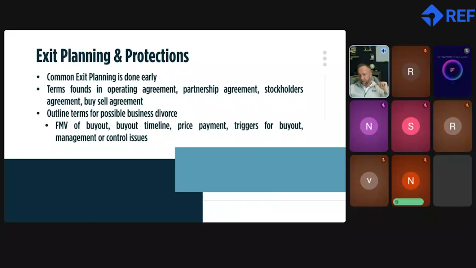So sometimes we do like to plan for that way, or bad boy provisions where somebody committed fraud and you need to kick them out. You don't have to buy them out at full price. So we can put a discount or some other term in there to cover that type of situation.